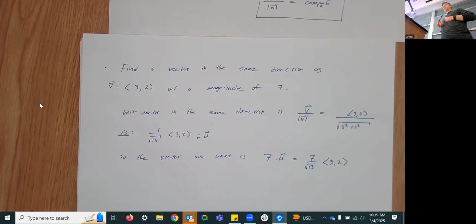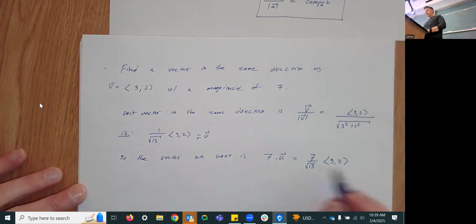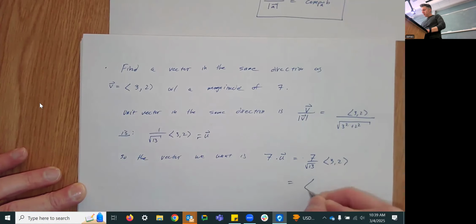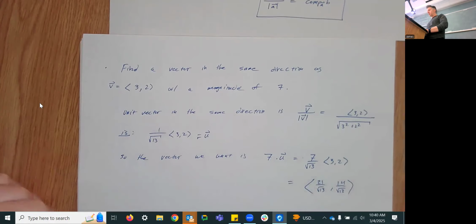Let me ask everybody a question. Do we know this vector actually has the right length? Let's check it out. Let's go ahead and find, so actually let's distribute this, even though I don't love distributing this. Let's write it as 21 over root 13, 14 over root 13. Good question. 7 is probably a larger number than I should have picked. Oh well, such is life.